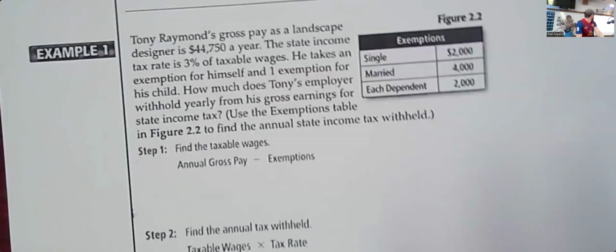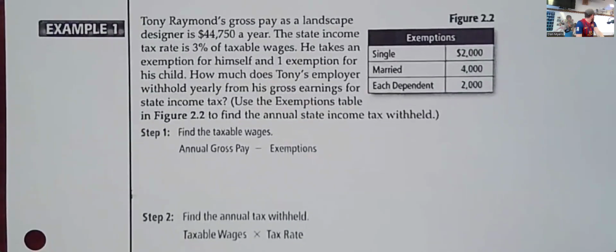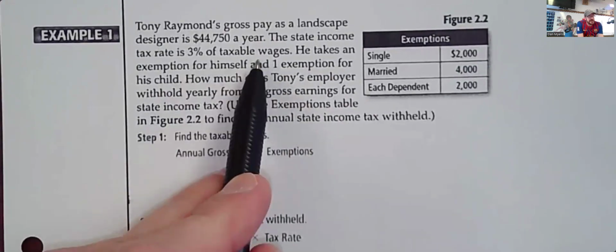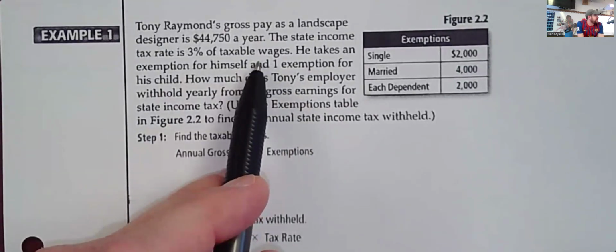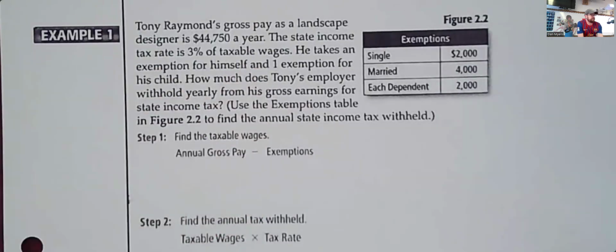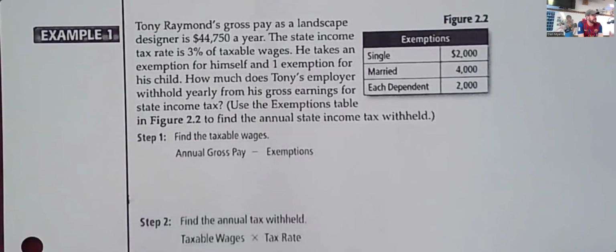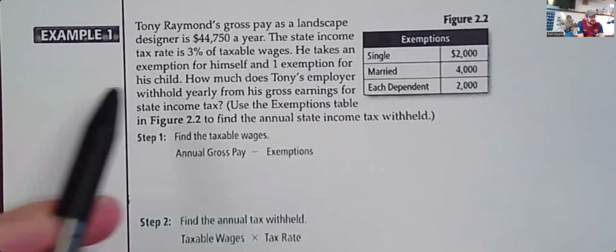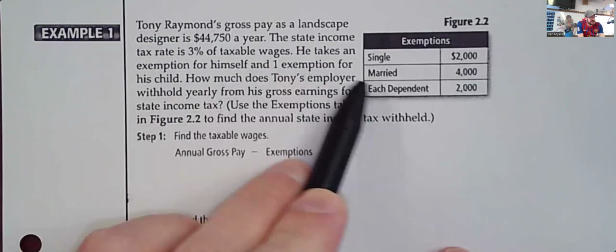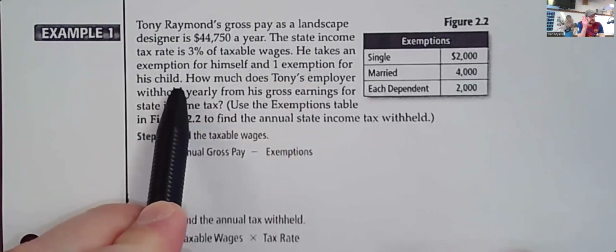So Tony Raymond's gross pay as a landscape designer is $44,750 a year. The state income tax is 3% of taxable wages. By the way, it is not common for a state to just tax everybody at the same rate. That is not a common thing to do. This is just an example of getting us ready for the graduated, which is what most states do, for tomorrow. He takes an exemption for himself and one exemption for his child. 2 exemptions.